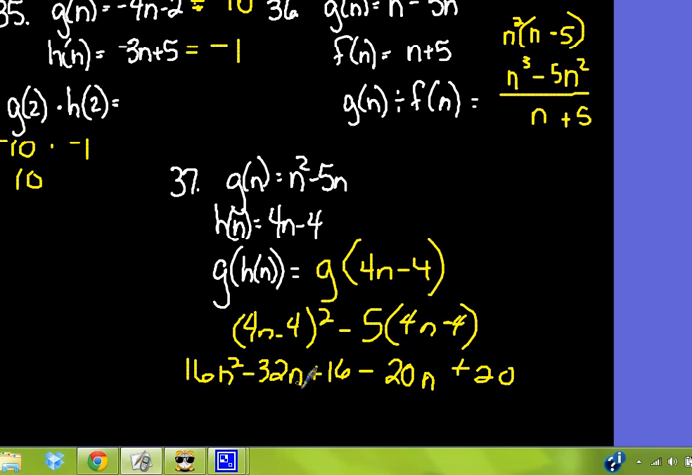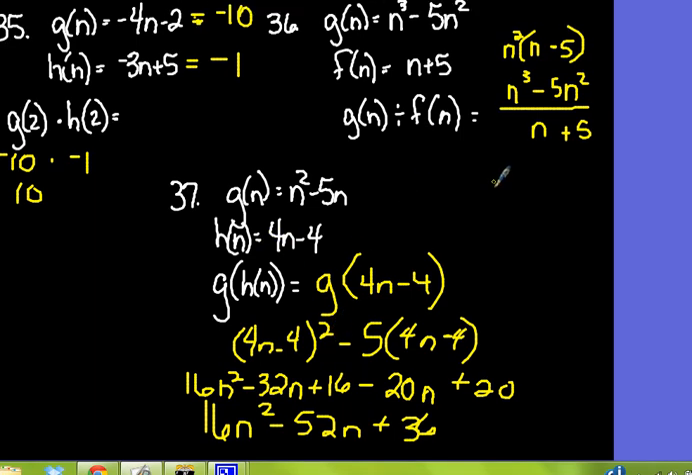Now, let's just gather up like terms. I don't have any other n squares. Negative 32n minus 20n is going to give me a minus 52n. And 16 plus 20 is 36. And let me check to see if that's right. Yep, that's right. All right, moving on.